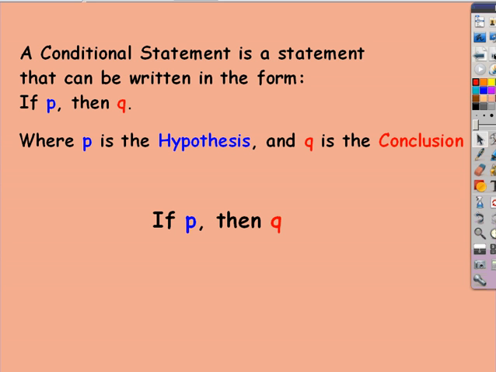A shorthand way of writing that, instead of if P, then Q, is P arrow Q. It means the same thing. If the hypothesis, then the conclusion. It's just a very shorthand way of writing that.